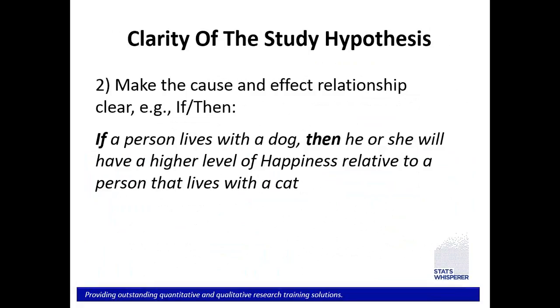Make the cause and effect relationship clear. If you're stating a cause and effect relationship, sometimes you don't. Sometimes you just say A has an impact on B, and you might not say what the effect is. But many times we are saying what the cause and effect is, and we can phrase things in the if-then form. Even if you don't present it in the if-then form, it's good to be able to. Even if it's not used in the actual study or proposal, just give it a try to make sure it's solid. So we might say, if a person lives with a dog, then he or she will have a higher level of happiness relative to a person that lives with a cat. If, then.